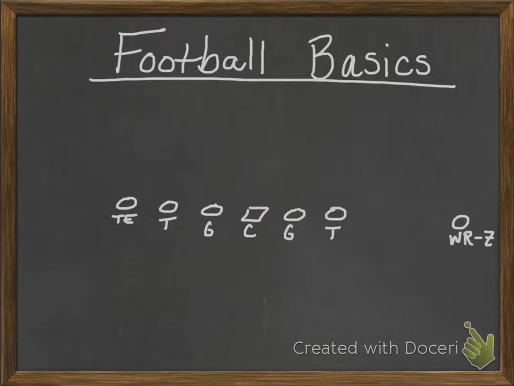So the space between the center and the guard on either side is called the A gap. Okay, so both of these are going to be referred to as our A gaps. All right, the next space that we have is the space between the guards and the tackles. Okay, that gap is going to be called the B gap.